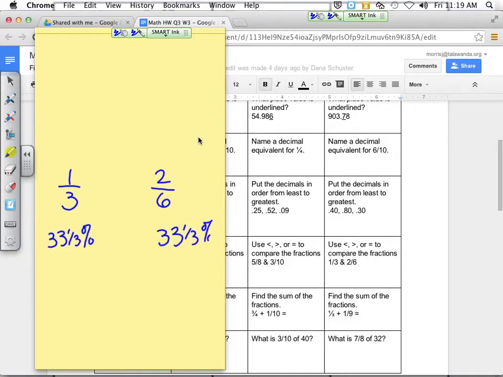So by percentages, it says that they're both equal to each other, right? Now I'm going to change a third over to sixths. To get from a third to a sixth, what do I need to multiply by? Lily? 2 over 2. 3 times 2 is 6. 1 times 2 is? 2. Do you see why they're both equal to each other? Clear the ink and let's move on, please.